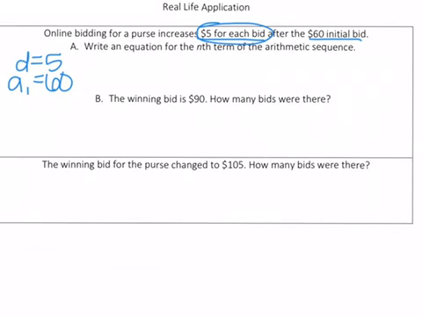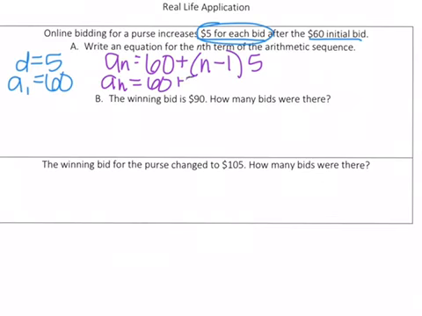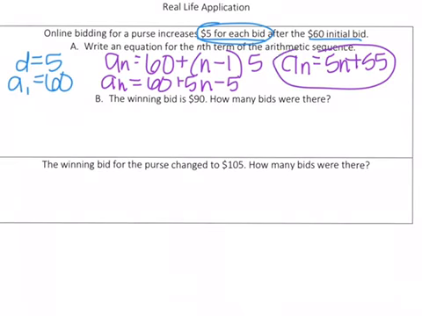So our equation of a_n equals, our first term is 60, plus we have n minus 1, and then our common difference is 5. So let's go ahead and put this into slope-intercept form. We're going to simplify it and get it into that correct equation. So I'm just distributing that 5, and then now I'm going to write the final equation. So 5n plus 55. So that's the final equation.